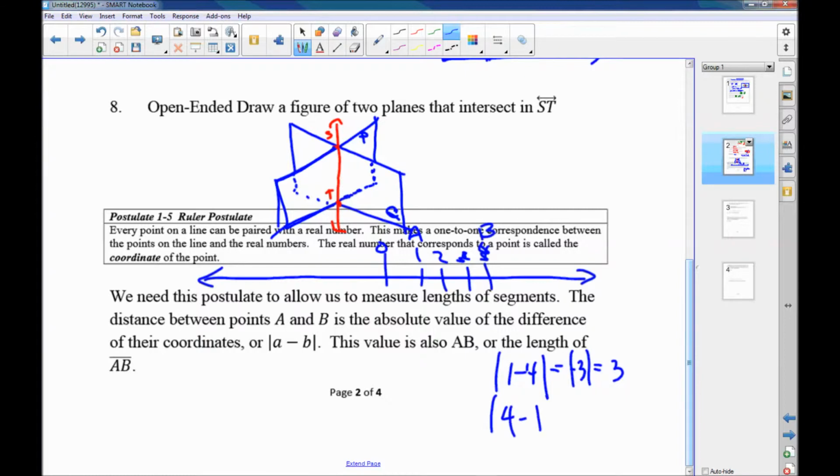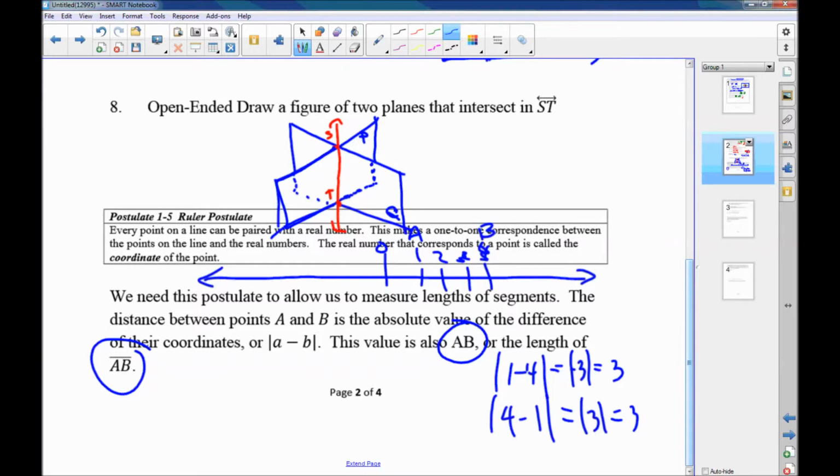Or say, well, we'll start with the 4 first. Then this is the absolute value of 3, which is 3. So that allows us not to have to worry about the bigger one first or the smaller one first. We just take the absolute value first. So the value AB, notice there's no line segment on top of this, or the length of AB, they're the same thing. Okay, so the value of AB is a number, 3. The length of line segment AB is also a number, 3.